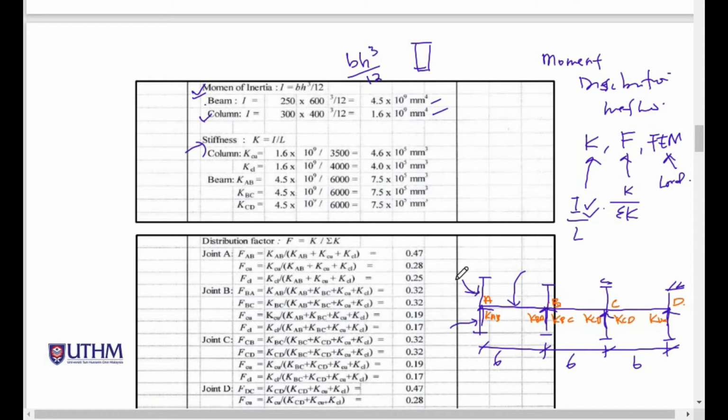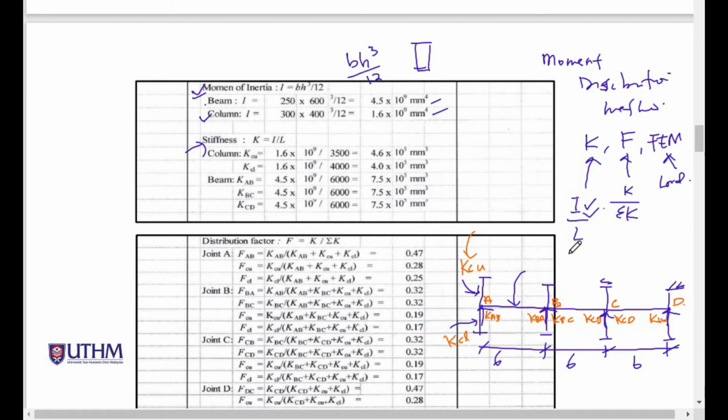Meanwhile, for the upper column here, we have KCU, U stands for upper, and KCL, L is the lower. Depends on what you want to use later, this is the top, KCT, and this is the bottom, KCB. It is just the labeling, but for the K, you cannot change it. K is for the stiffness.